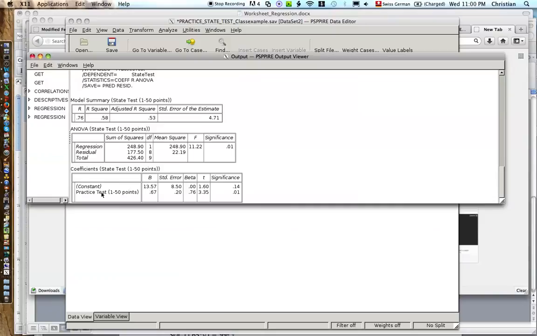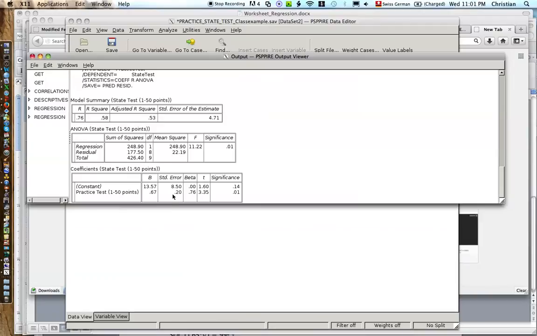And then for the practice test, we have a beta of 0.67. So this would be our beta 1. So if you go up 1 point on your practice test, you will have 0.67 points higher in the state test.